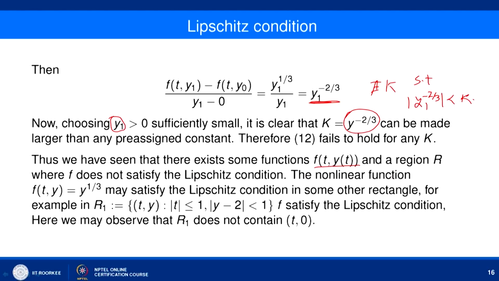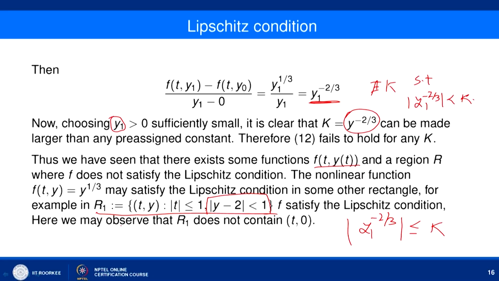The nonlinear function f(t, y) equal to y to the power 1/3 may satisfy the Lipschitz condition in some other rectangle. For example, if we define a rectangle R1 equal to the set of all (t, y) such that |t| is less than or equal to 1 and |y − 2| is less than 1, look at here, the quantity y1 to the power −2/3 is going to be bounded by some constant k. So in one rectangle it does not satisfy the Lipschitz condition, but in some other rectangle it may satisfy it.